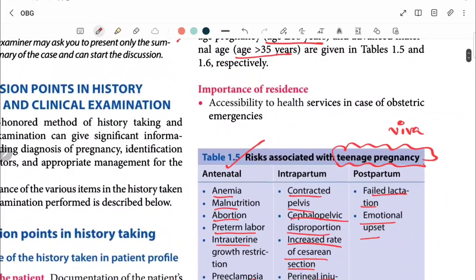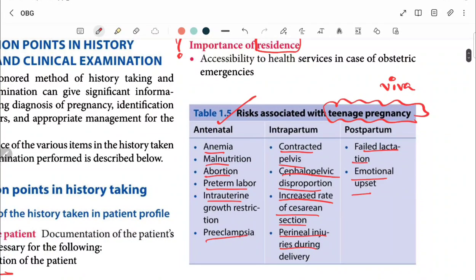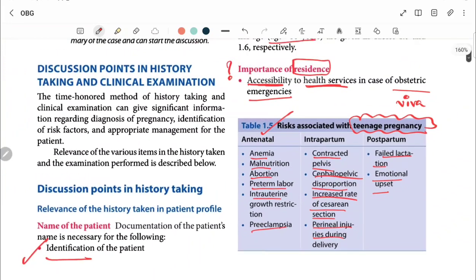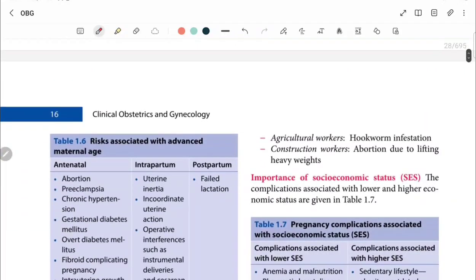Now moving on to the importance of residence. What is the place you are residing in, and what is the importance of it? You need to look for the accessibility to health services in case of obstetric emergencies. How accessible is the health service for the patient? That's for any kind of obstetric emergency, and that's why you ask for residence.